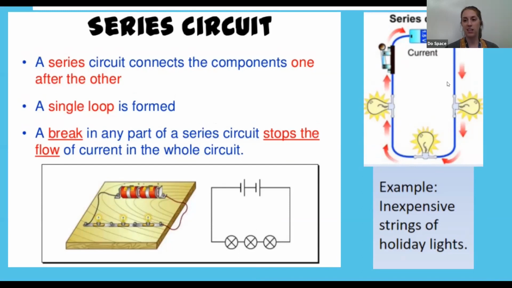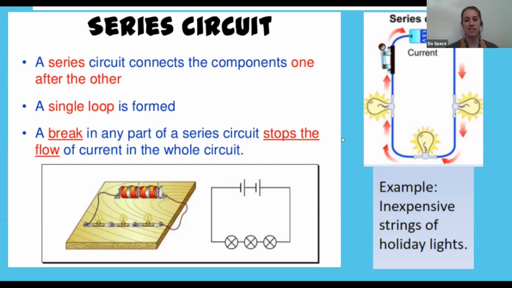And if there was a break here, or a break here, or a break here, or if the switch was off, then all three of these little light bulbs would not work. So that has to be a nice closed circuit. When there are no breaks, it means it's a closed circuit for it to work.